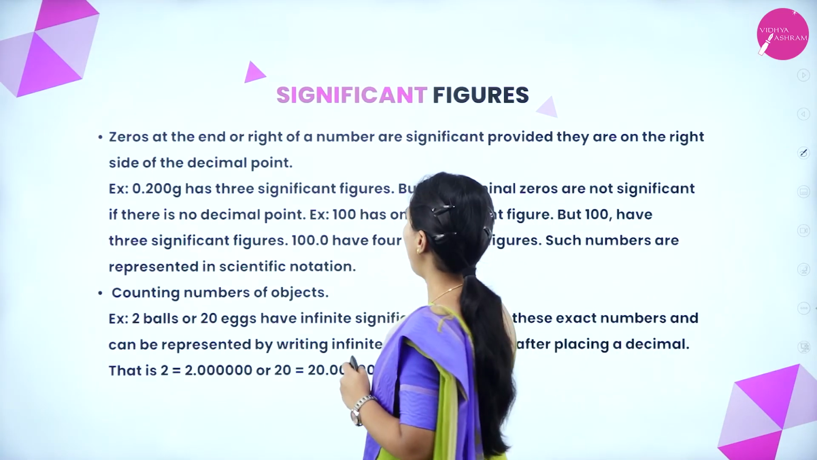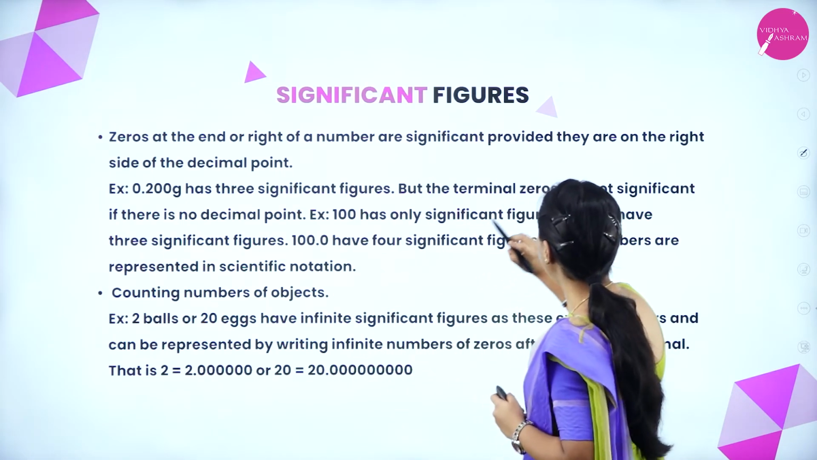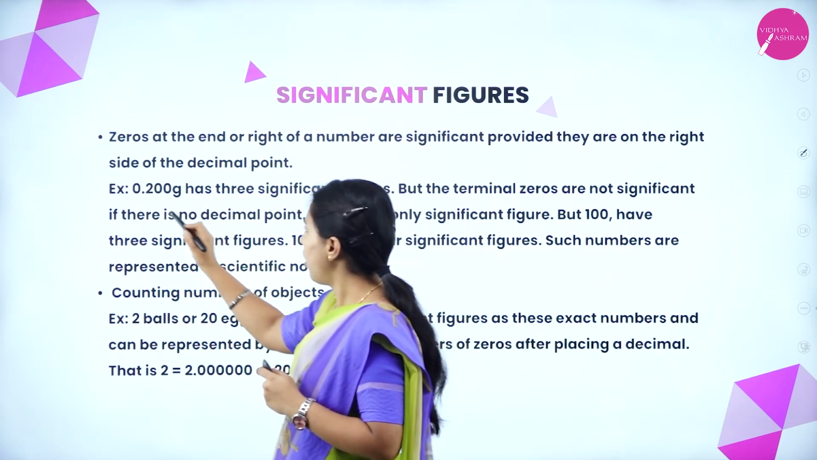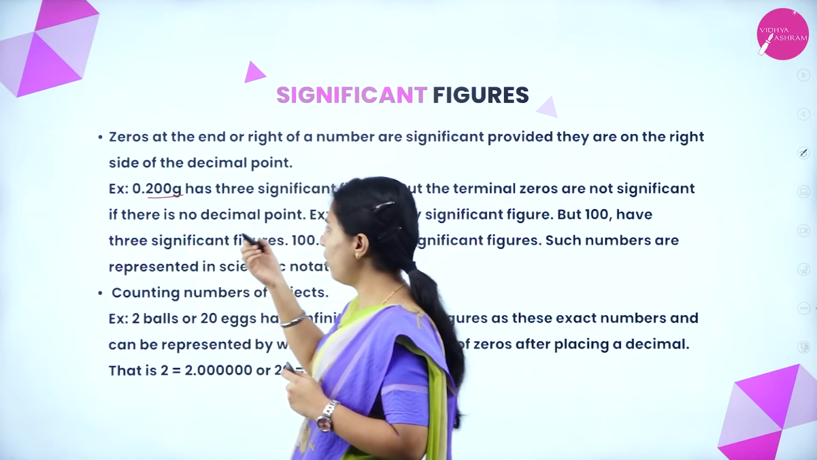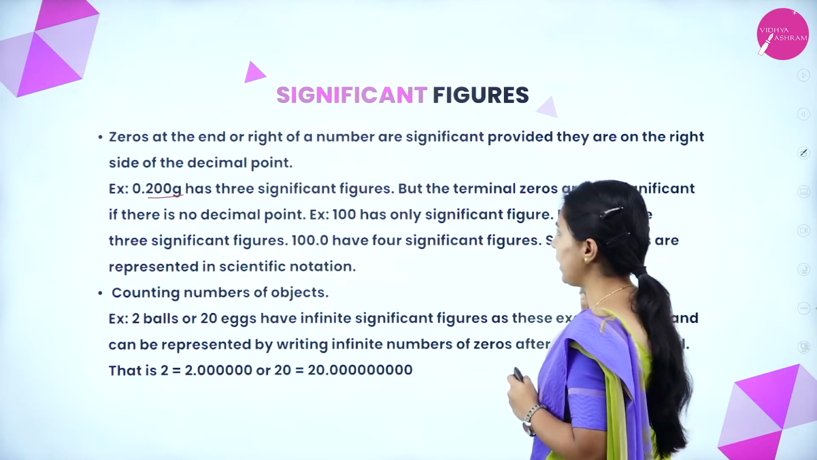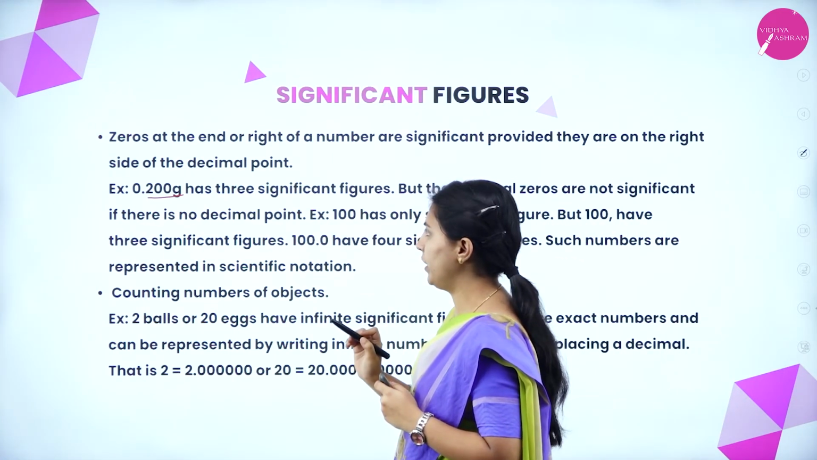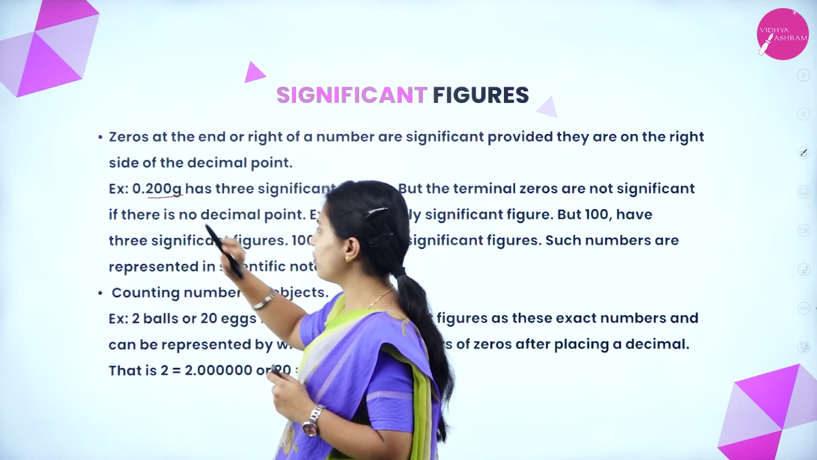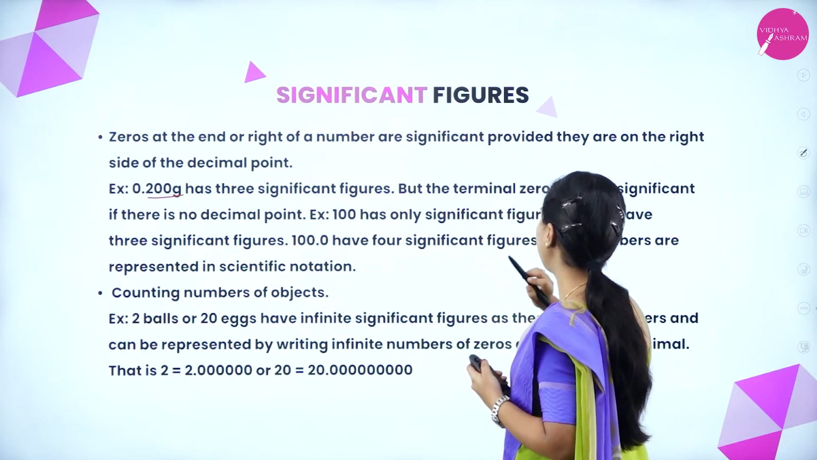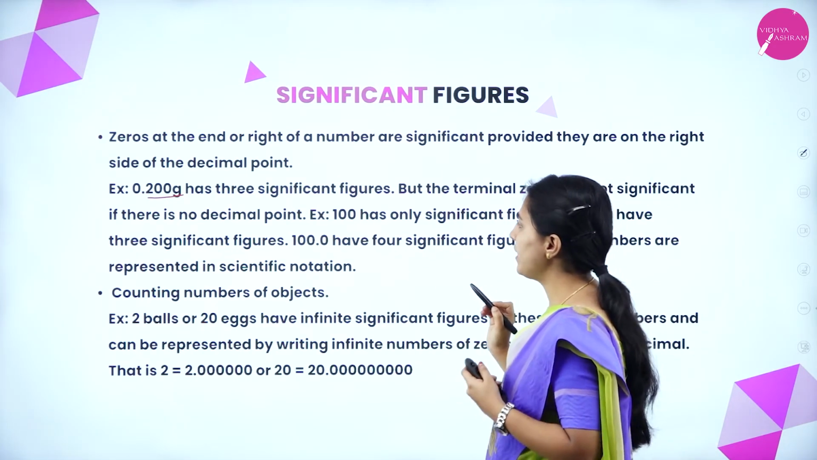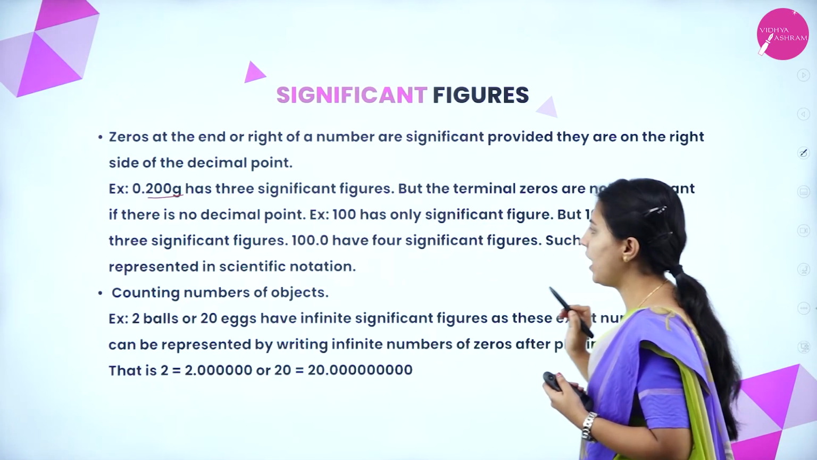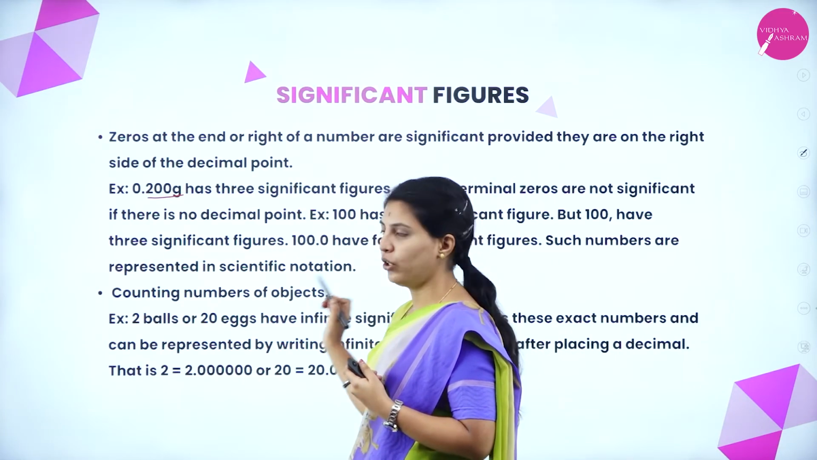Zeros at the end or right of a number are significant provided they are on the right side of the decimal point. Here, after the decimal, all are significant: 3 significant figures. But terminal zeros are not significant if there is no decimal point. If there is no decimal point, they are not significant. Okay. See here, only 1 significant figure, but 100 has 3 significant figures. 100.0 has 4. Such numbers are represented in scientific notation.